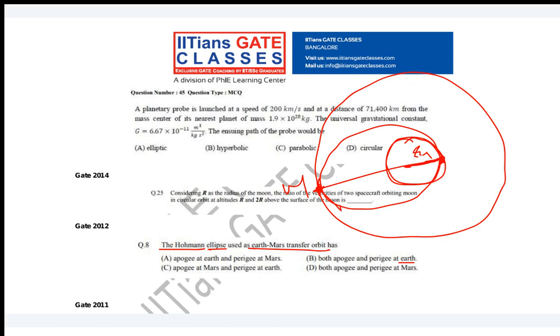The answer in Earth-Mars transfer orbit, apogee at Mars and perigee at Earth, C is the answer.